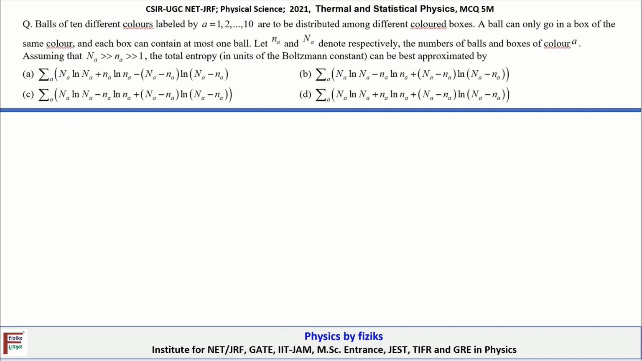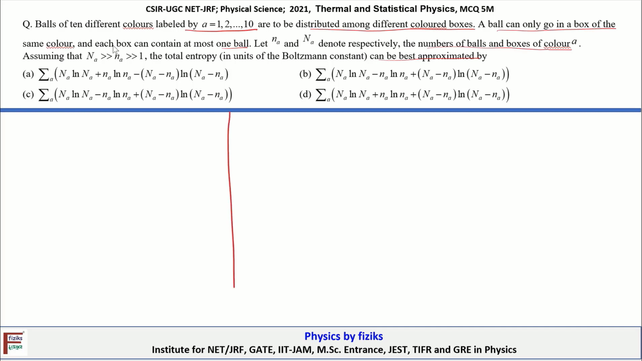So let's continue with the last problem. We have balls of 10 different colors which are labeled as A equal to 1 to 10. They are distributed among different colored boxes. A ball can only go in a box of the same color. So we have 10 different colored boxes, and the balls are also of different colors. Each box can contain at most one ball. Let na and capital NA denote respectively the number of balls and boxes of color A. Assuming that NA is much greater than na, which is greater than 1, the total entropy can be best approximated by the expression.